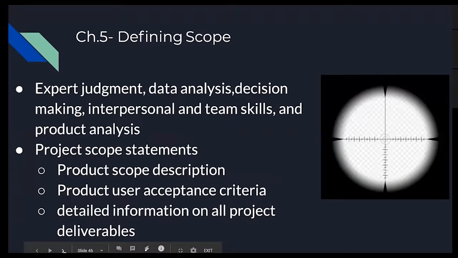Okay, the last process I'm going to speak on is defining scope. The way that we do this is through expert judgment, data analysis, and project scope statements. What a project scope statement has, at the very least, is that it defines the scope, it defines the criteria that is acceptable for the scope, and it gives detailed information on all the deliverables that are going to be done in the project and the processes that go with them.